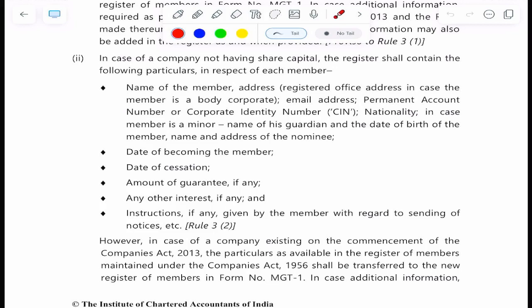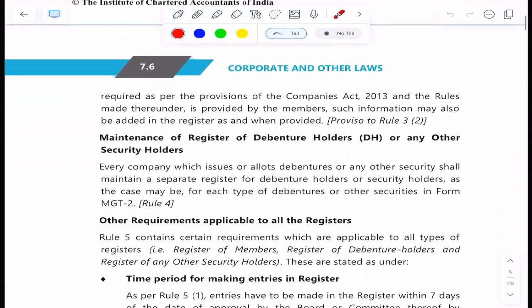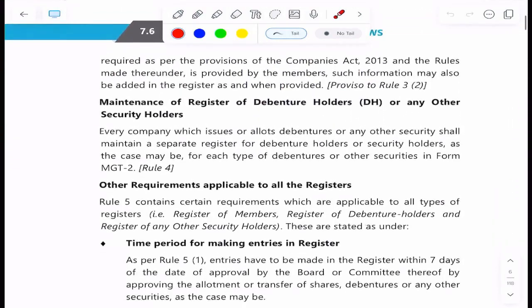However, in case of a company existing on the commencement of the Companies Act 2013, the particulars as available in the register of members maintained under the Companies Act 1956 shall be transferred to the new register of members in Form number MGT 1. In case additional information required as per the provisions of the Companies Act 2013 and the rules made thereunder is provided by the members, such information may also be added in the register as and when provided.